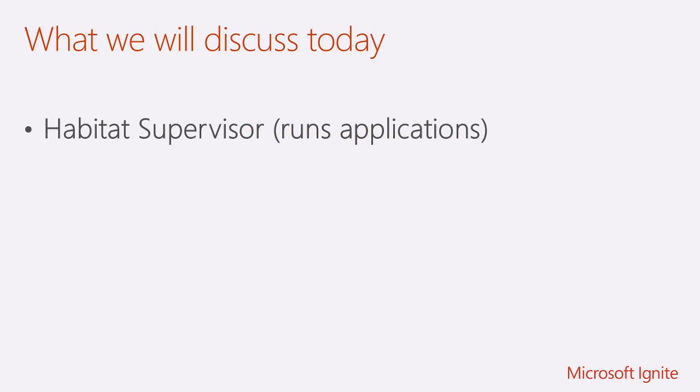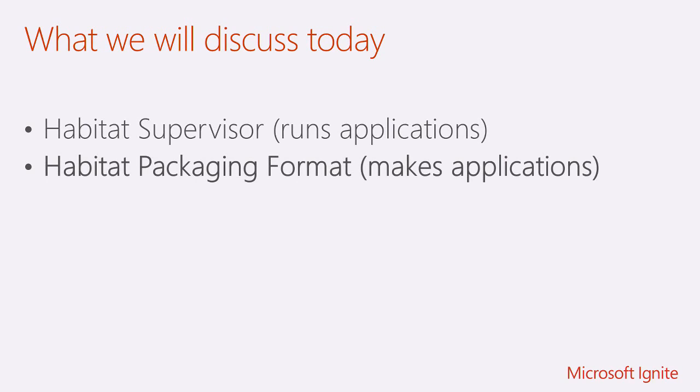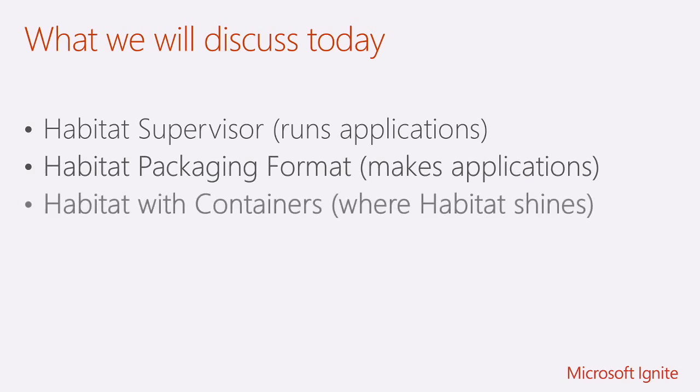So we're going to discuss 3 main things today, and the first is the Habitat Supervisor. This is what's used to run your package, and I think this is where the genius of Habitat shines. The second is the Habitat packaging format. This is what you use to create those artifacts for your applications that contain the compiled application and everything needed to run it. And then, although you can certainly use Habitat without containers, and we will look at a demo of this, Habitat shines when it comes to working with containers. It doesn't replace Docker or Mesosphere. It complements them and makes them work even better.